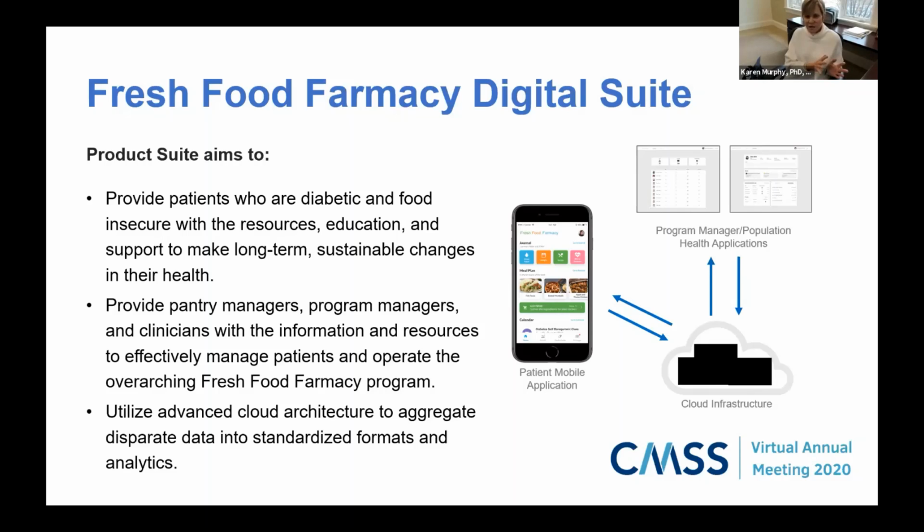So we've taken that program and created a mobile application. And really what we're looking at doing now is rapidly expanding the program to work with other food banks and really working with those that are food insecure to try to improve their health. So we're really excited about this and hope that we will have some pretty good results to share shortly.